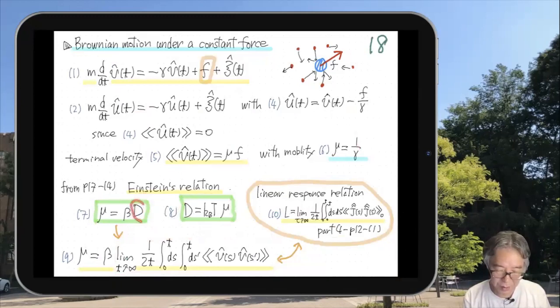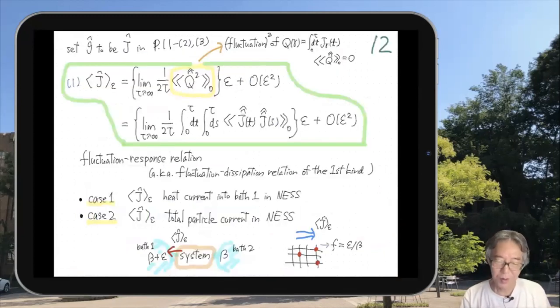If you recall the definition of the diffusion constant, this has the precise form of the linear response relations that we discussed in part 4, page 12. Okay, so shall we take a look at part 4? We don't need to, but actually my handwriting is very bad here.